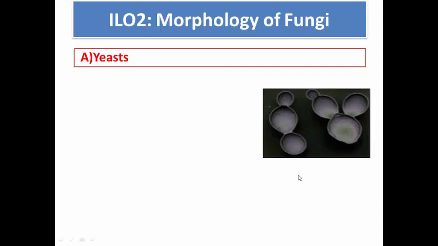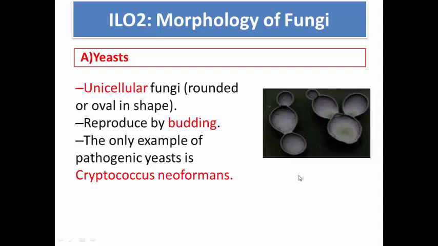Our second topic is the morphology of fungi, the shape of fungi. In viruses, we term that symmetry, right? While here in fungi, it's termed morphology. We have 4 forms. The first one is the yeast. The yeast is a unicellular fungi, which is rounded or oval in shape, like this. It reproduces by budding, a small piece is separated from the fungal bud, like this. This is budding. The example of this pathogen is Cryptococcus neoformans.